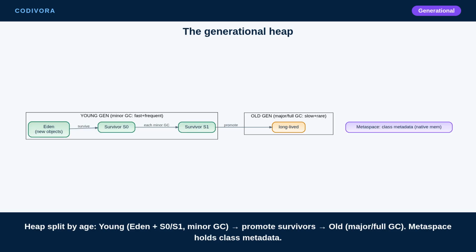Most objects die young, so the heap is split by age. New objects go into the young generation, in Eden. Fast minor GCs clean it and move survivors between two survivor spaces. Objects that keep surviving are promoted to the old generation, cleaned by slower, rarer major GCs. Class metadata lives separately in metaspace. This design is why GC is efficient. Cheap cleanups where the garbage mostly is.